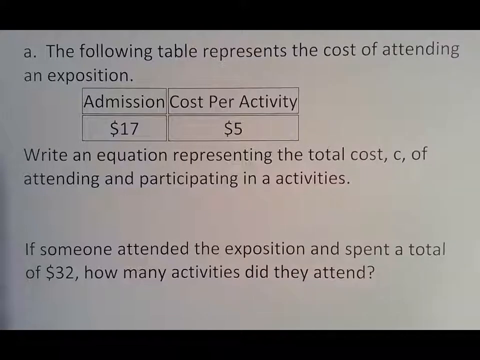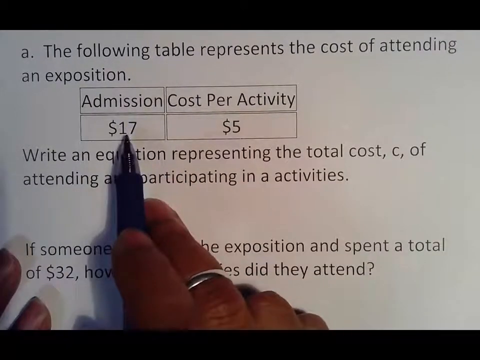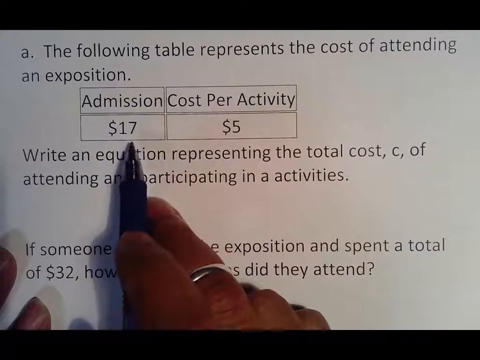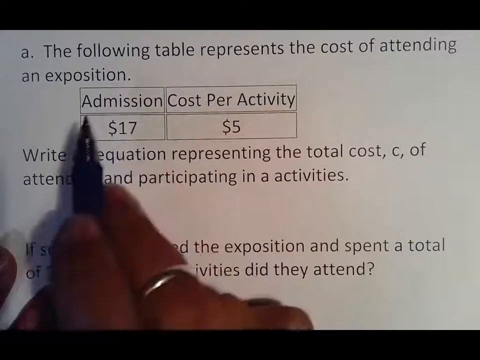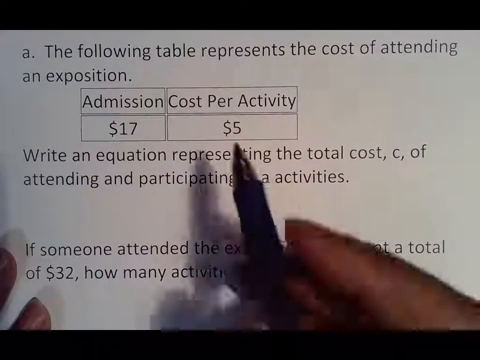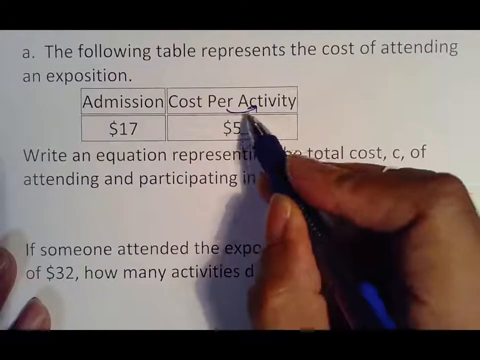It says the following table represents the cost of attending an exposition. Admission is $17. Cost per activity is $5. Remember that admission cost is usually only charged once. They never charge you to get into a game and then charge you again to sit down at the game. Once you pay your $17, you've pretty much bought your ticket. Cost per activity means there's your multiplication and here's your number.